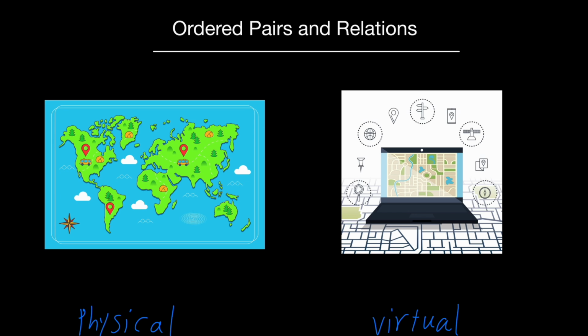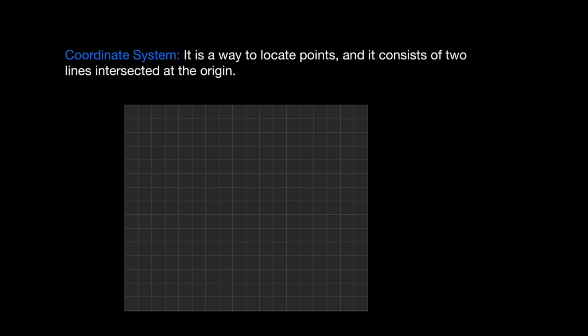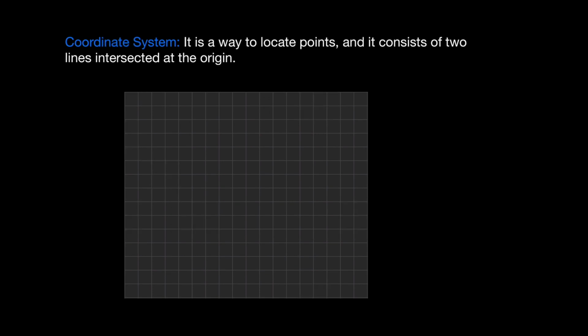In math, we have a similar idea, right? For the map, we call it a coordinate system. It is the way to locate points, and it usually consists of two lines intersected at the origin.